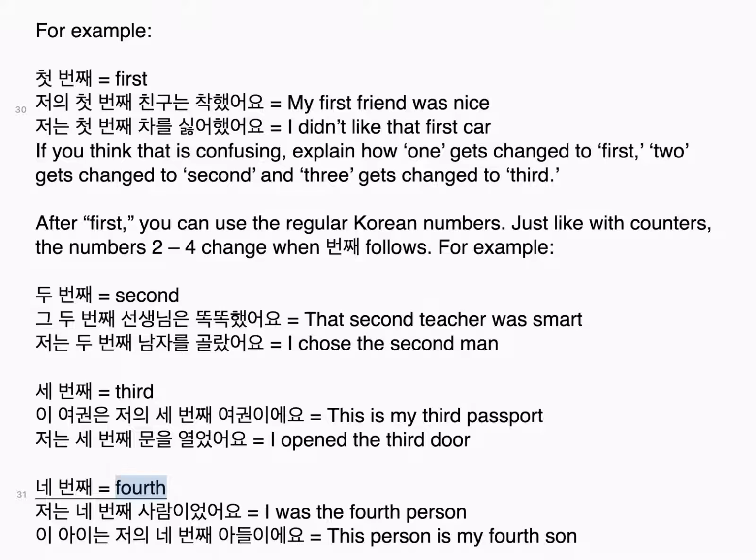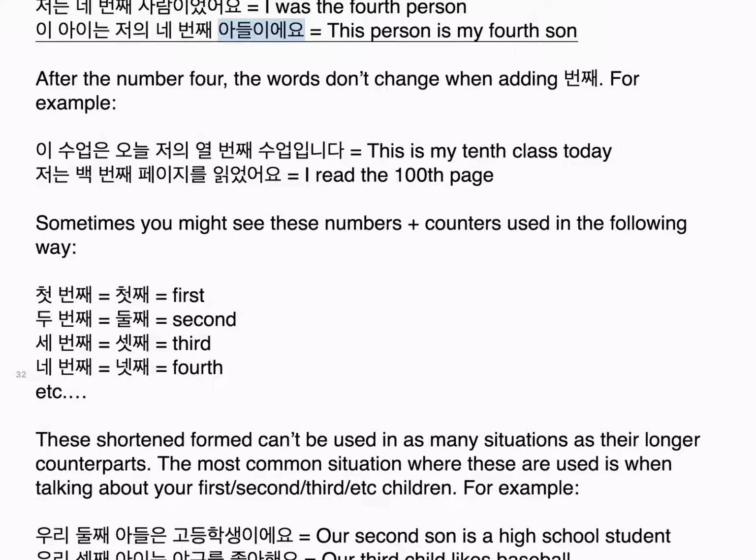네 번째, fourth. 저는 네 번째 사람이었어요. I was the fourth person. 이 아이는 저의 네 번째 아들이에요. This person is my fourth son. After the number 4, the words don't change when adding 번째.